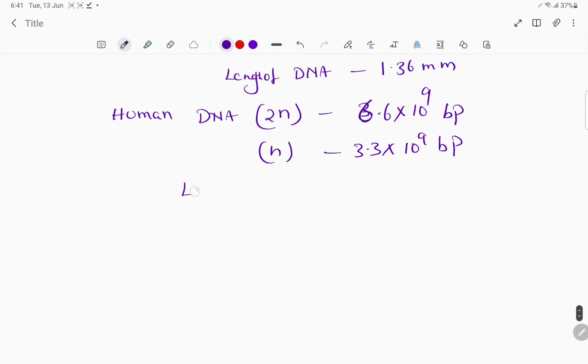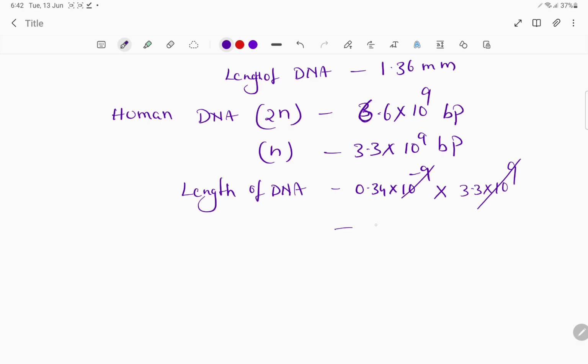And coming to the length of DNA, you have to count it as 0.34 into 10 to the power of minus 9, which is 0.34 nanometers between the nucleotides. Into 3.3 into 10 to the power of 9. You have to cancel this. And finally, for 6.6 into 10 to the power of 9, you will be getting 2.2 meters. So this is the length of DNA.